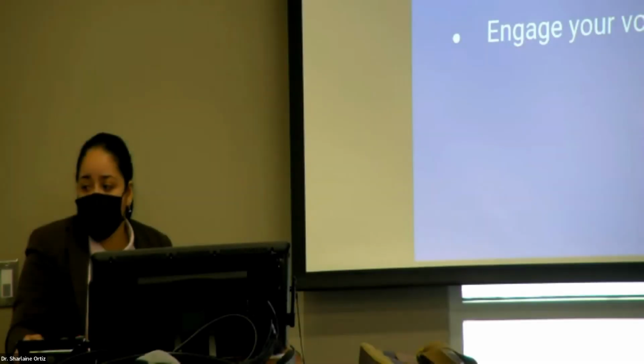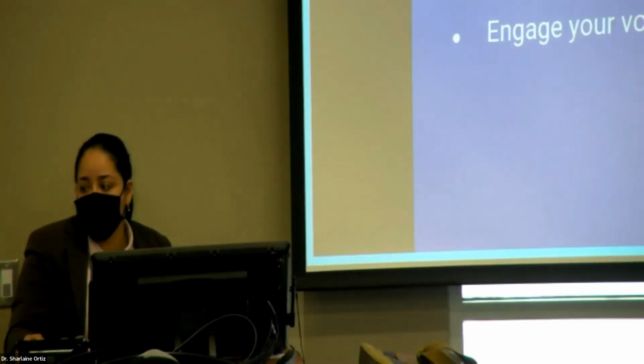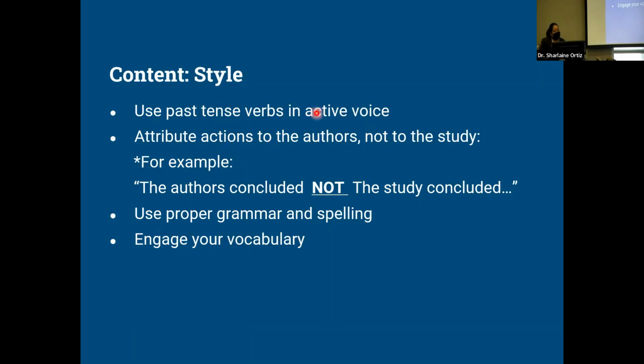You want to present information in past tense because the study already occurred. Always attribute the actions to the author, never to the study. A study cannot study, can it? But authors can study, people can study. So you would say something like, the authors concluded that social studies students XYZ, Ortiz 2022, but you would not want to say the study concluded. The study does not conclude anything. Studies cannot write. The authors can write. Say Ortiz 2022 concluded that XYZ.